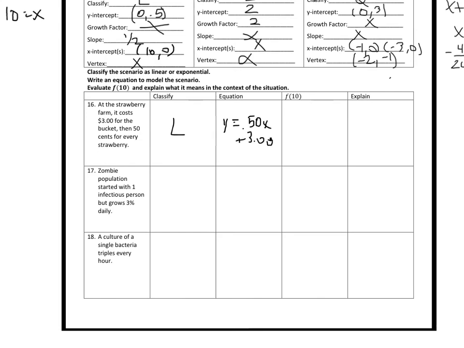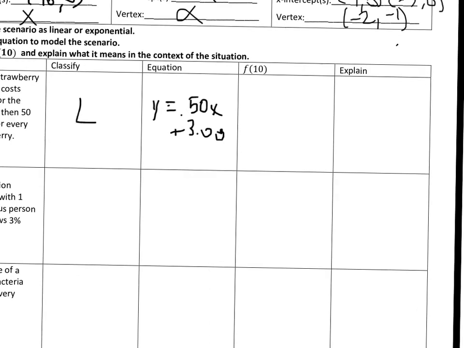Okay, next, if you want to do f of 10, remember we're plugging that in for x. So y equals 0.50 times 10 plus $3. And then you can solve for what that comes out to be. Okay, so it should be about $8.